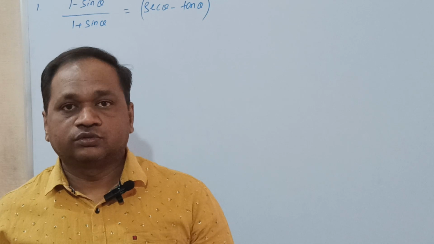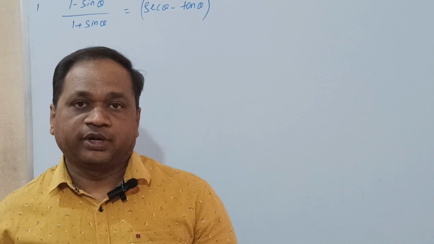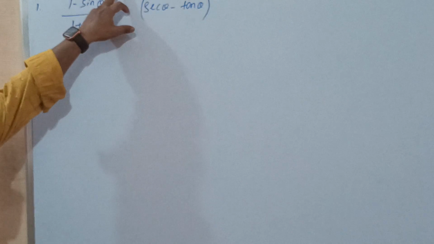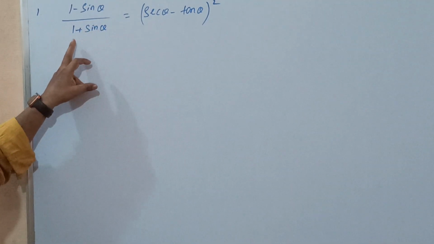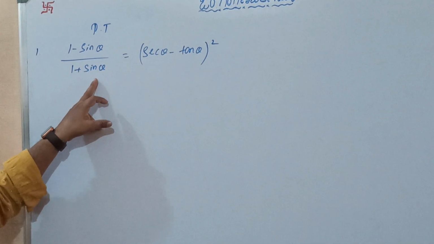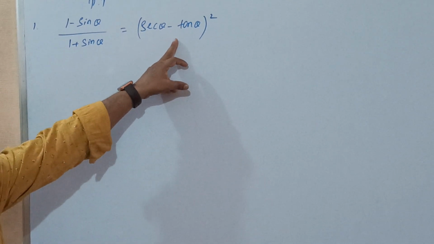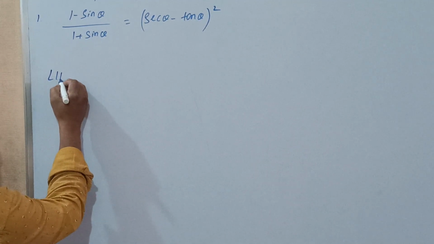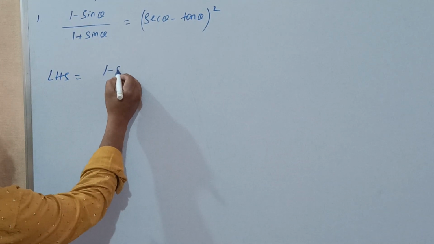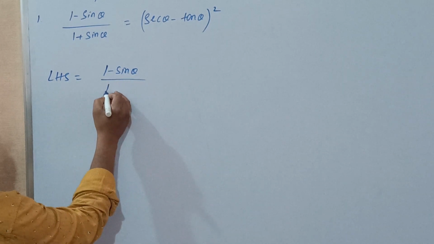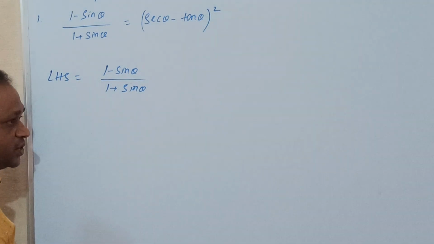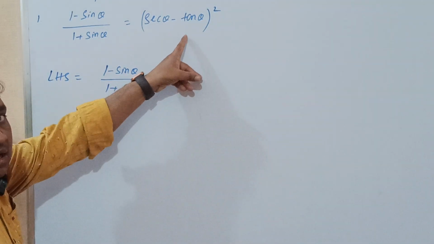So today we are going to do the continued part of trigonometric identities. First problem here: prove that (1 minus sin theta) by (1 plus sin theta) is equal to sec theta minus tan theta. First we are going to consider LHS, 1 minus sin theta by 1 plus sin theta. First we have to rationalize the denominator to get the RHS.